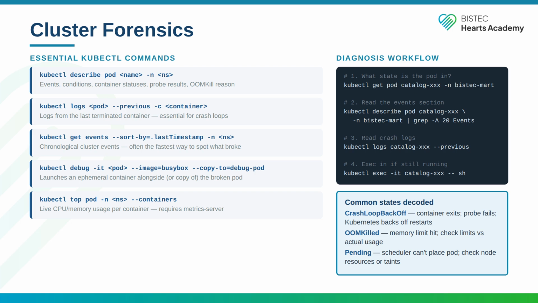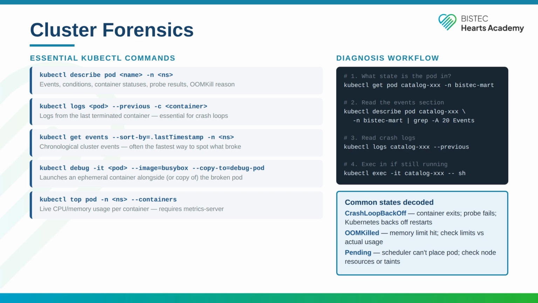Second, kubectl logs. When a container is in CrashLoopBackOff, the current container might not have logs yet. --previous gets the logs from the last terminated container. Essential for crash loops. Third, kubectl get events sorted by timestamp. When something broke a few minutes ago, and you do not know where to start, this command gives you a timeline.